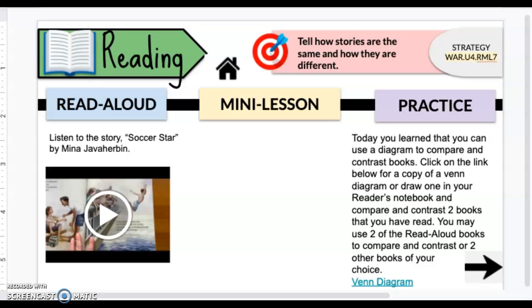If you look at the poster in the middle, there are two books that are being compared: The Legend of the Lady Slipper and The Dragonfly Tale. Those are two books, and if you look at the diagram underneath them, that is called a Venn diagram. A Venn diagram is often used to compare and contrast things.